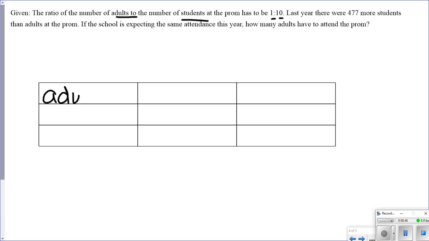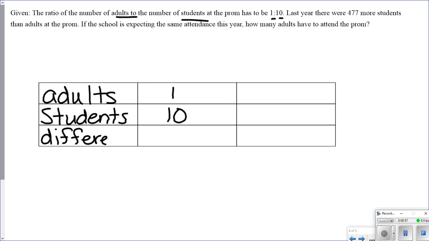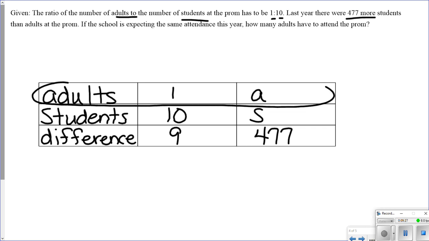So, adults, students, 1 to 10. We have our difference. 10 minus 1 is 9. The difference from the problem up above, 477 more. So we're going to fill in our 477. Now we have our A for our adults and our S for students. And you can use any variable that you want. I usually just try to use the first initial of each of the words that you're given that you're trying to solve. So we have adults information.